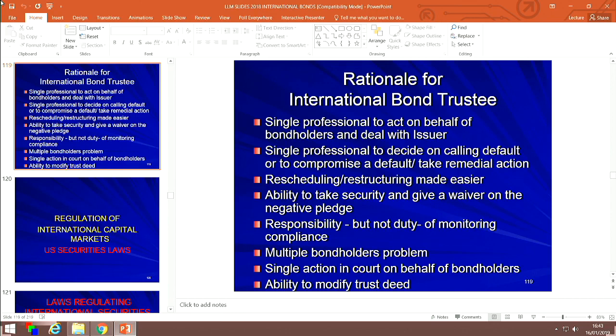I'm going to try and talk about it as briefly as I can, bearing in mind that if you go to a US law school, you do a whole year on United States securities laws. Luckily for us, all that we are concerned with is that bit which affects the international global markets and nothing else.